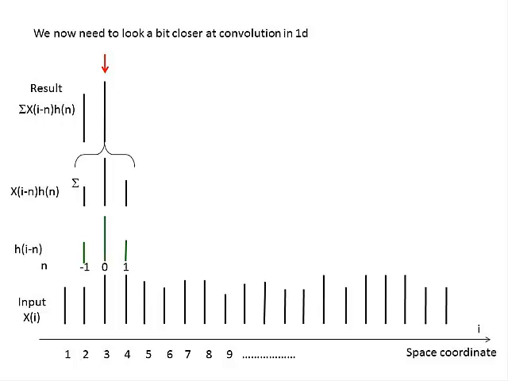The deblurring function h is then shifted by one sample, and the process is repeated to give the second output sample, and then shifted again by one sample to produce the third output.